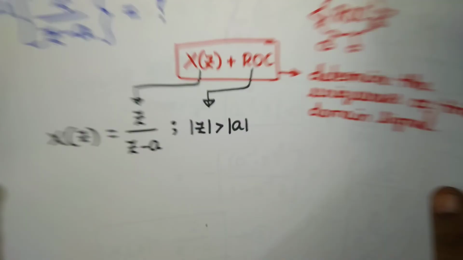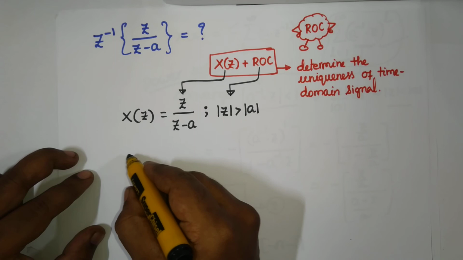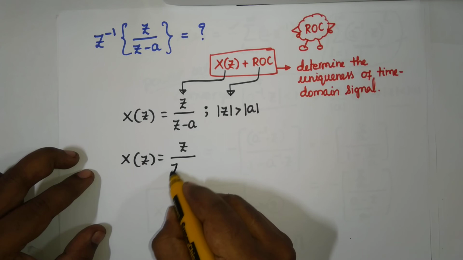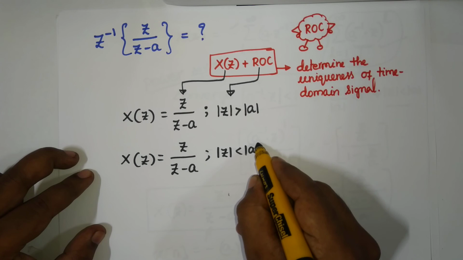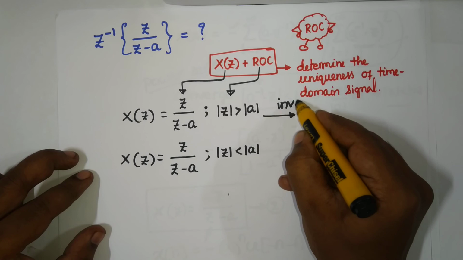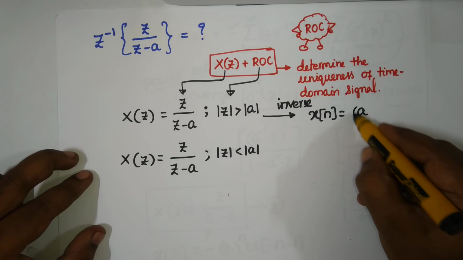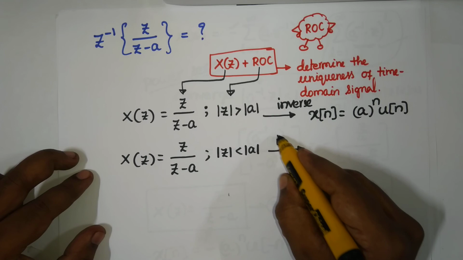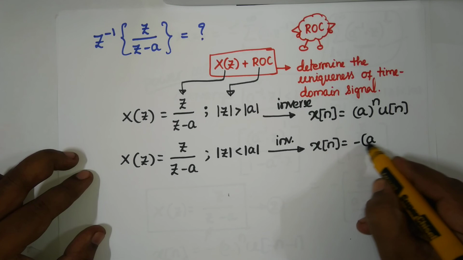Now similarly, what I have is X of z equal to this, again we obtain this one. Now if I take this ROC and try to find its inverse Z transform, what do I get? On second thought, x of n equal to a power n u of n. And if I try to find the inverse Z transform here, x of n equal to minus a power n u of minus n minus 1.